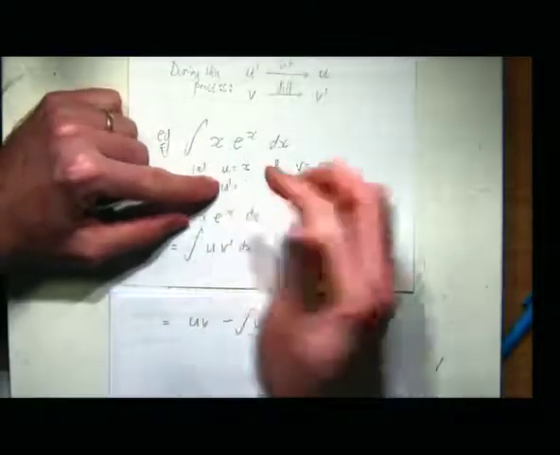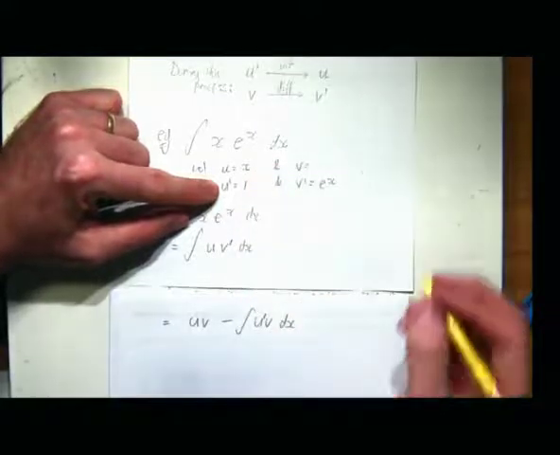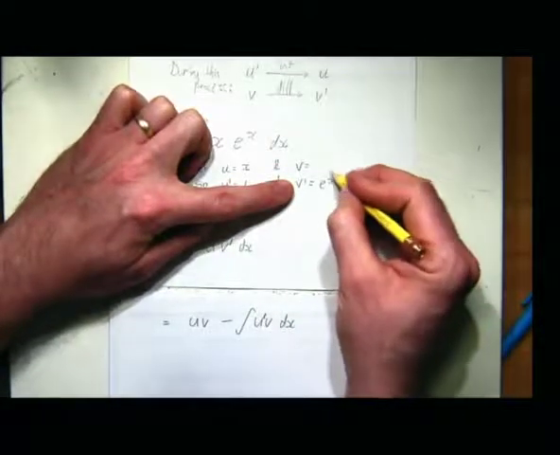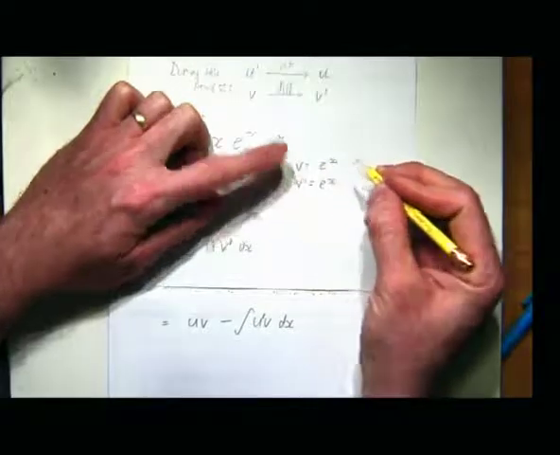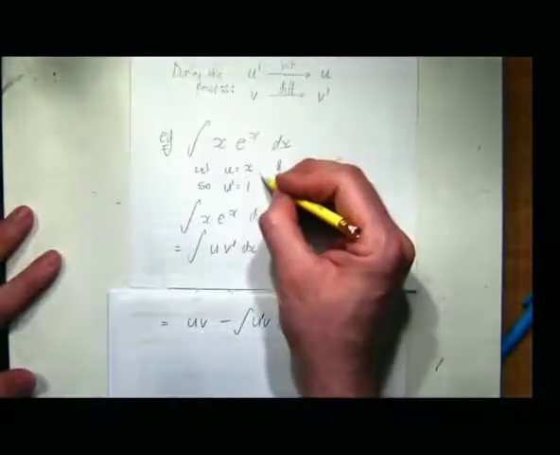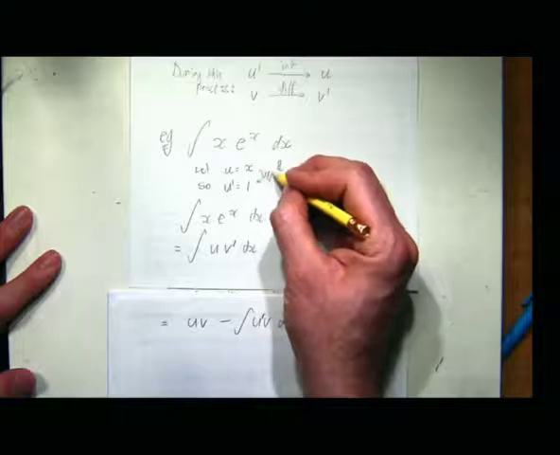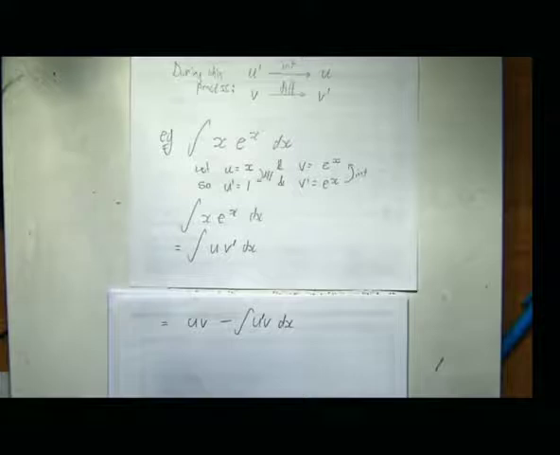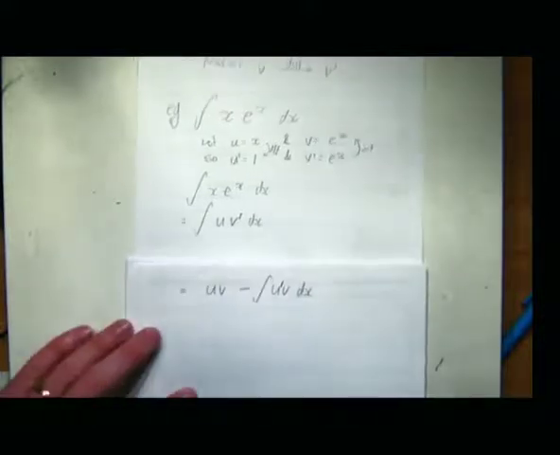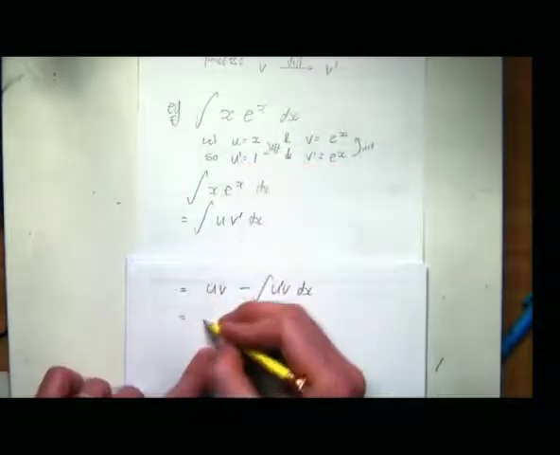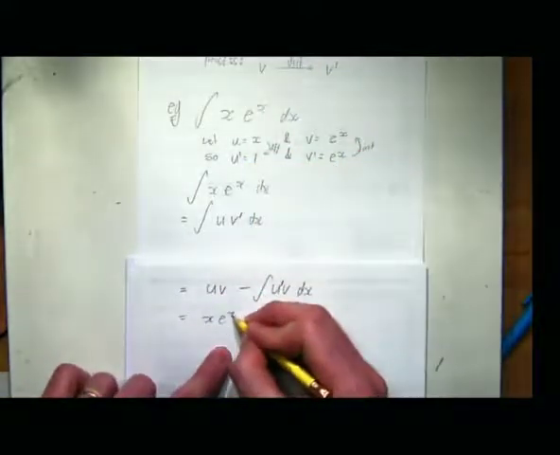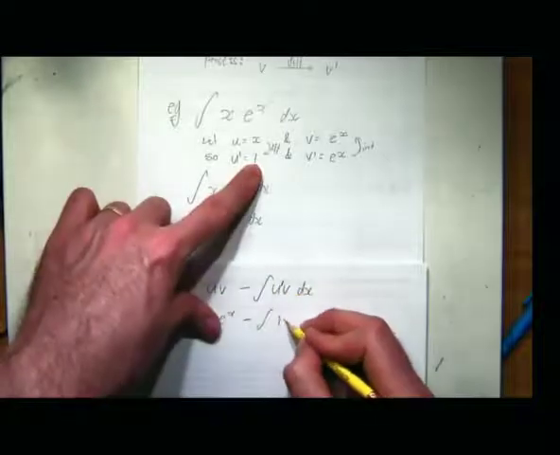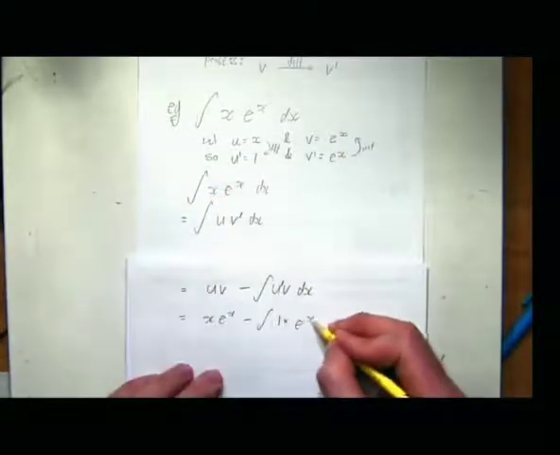So let's see. If u is x, then u dashed will be 1. If v dashed is e to the x, it'll integrate to give e to the x. So this one differentiated, and this one integrated. Just so you know what happened there. Doing well, and now I sub everything in. So let's see. u is equal to x, v is equal to e to the x, u dashed is 1, v is still e to the x.